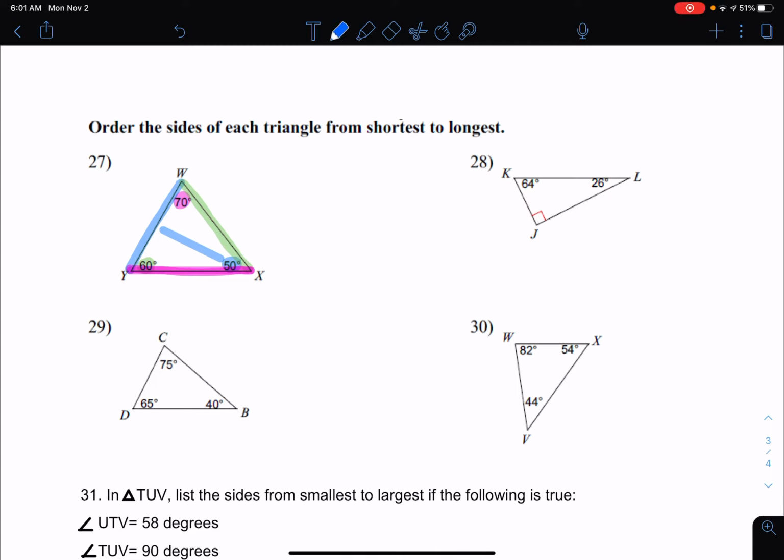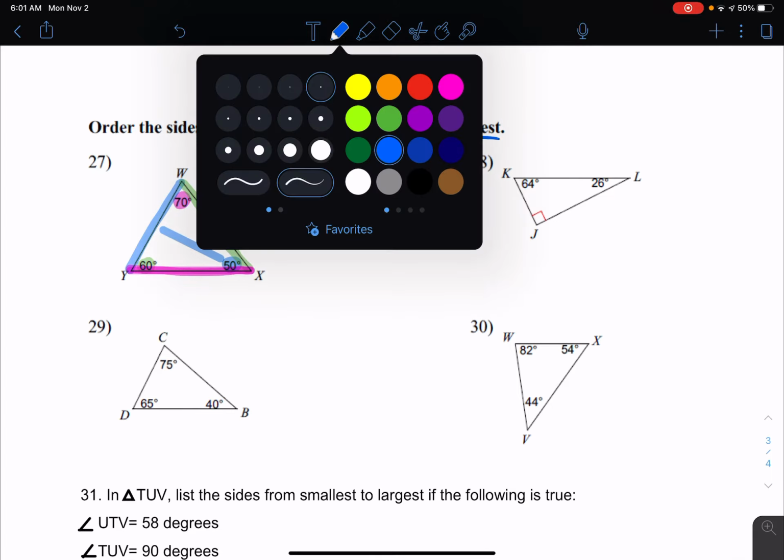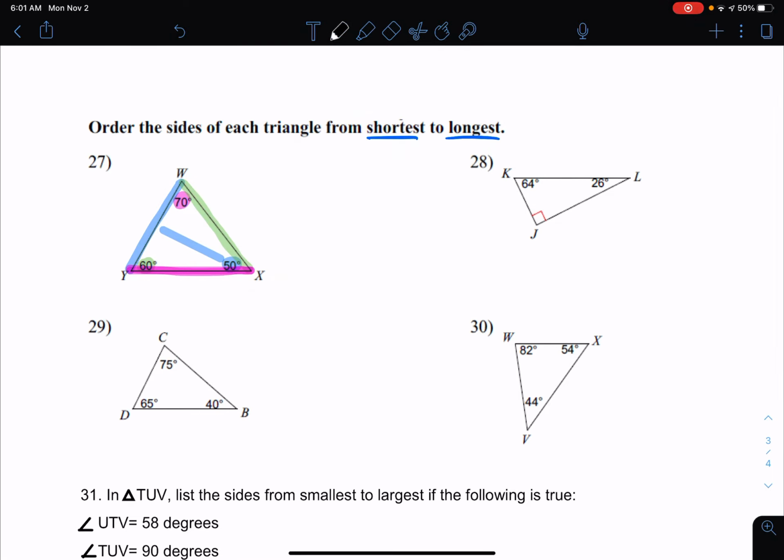Okay, so if we write that down, it says smallest to largest. So the smallest side would be the blue one. So that's YW, comma, who's the next one? Well, that's green. Green is going to be WX. And then my last one is going to be YX, the pink one. And there you go. That's from shortest to longest.